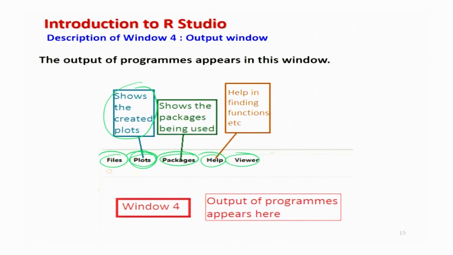And then there is an option here, packages. So this list will show you what are the packages which are available on your computer, and if you want to use them, you will see that it is very convenient. You simply have to make a checkbox inside a box. You have to simply make this mark inside a box, and the package will be loaded, instead of using the function install.packages. And then there is here help, and then here viewer if you want to view those graphics and other things. So basically the output of these programs appears here.